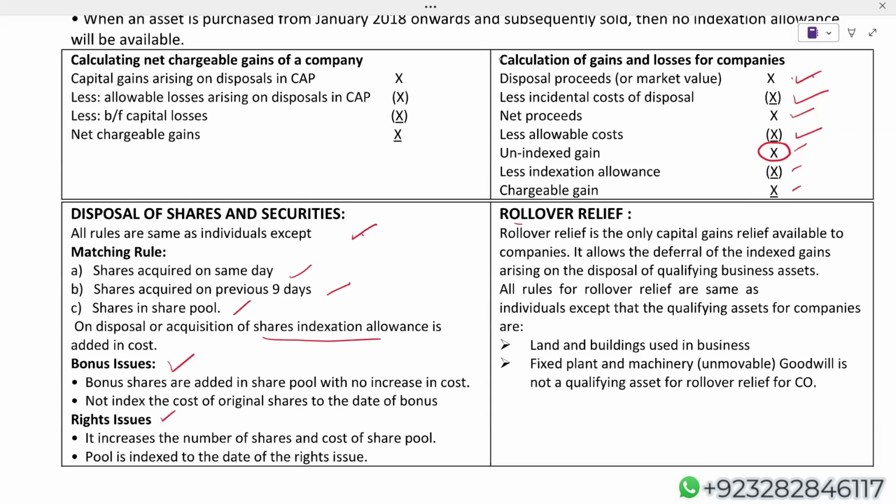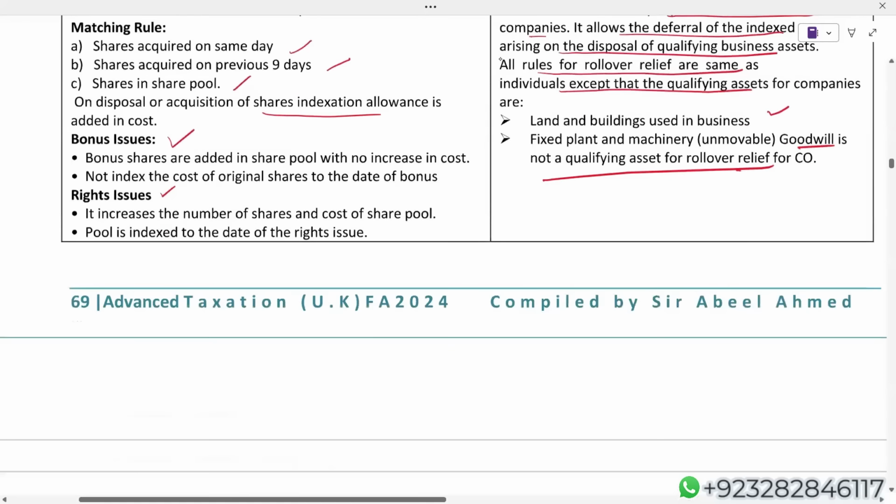In the case of corporation tax, only one relief is available, which is rollover relief. Rollover relief is the only capital gains relief available to companies. It allows the deferral of indexed gain. Indexed gain is the gain after indexation allowance, arising on the disposal of a qualifying business asset. All rules for rollover relief are the same as for individuals, except the qualifying assets for companies are land and buildings used in the business, number one, and fixed plant and machinery. Goodwill is not a qualifying asset for rollover relief. This is important: goodwill is not a qualifying asset for rollover relief.